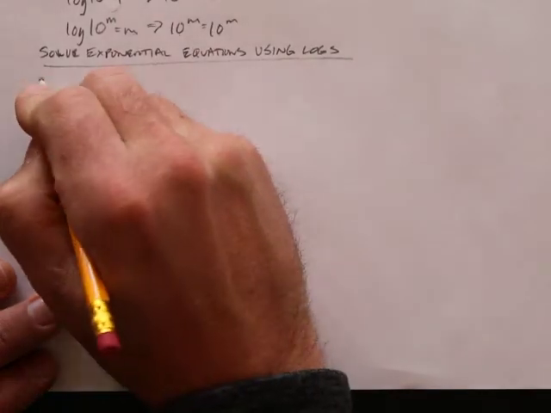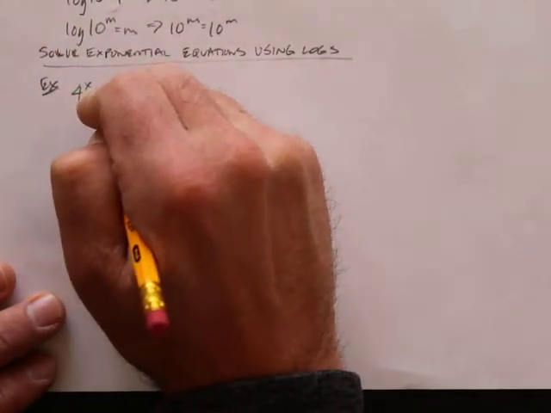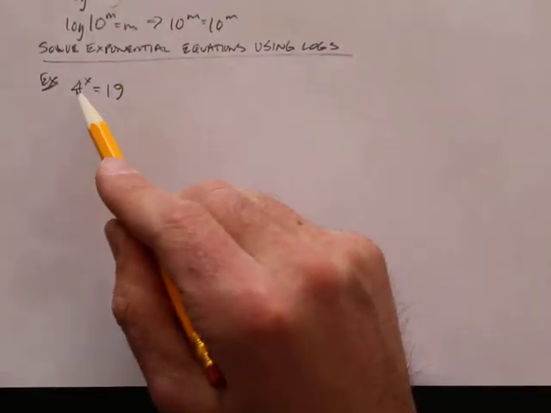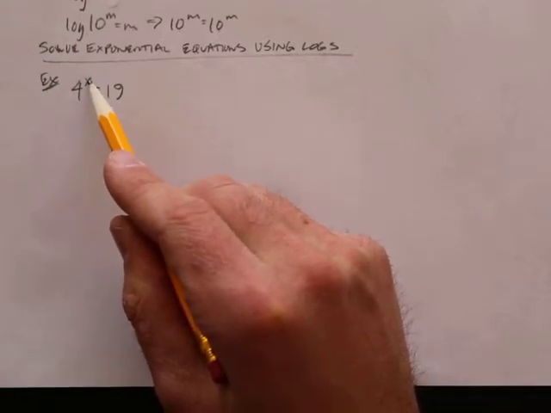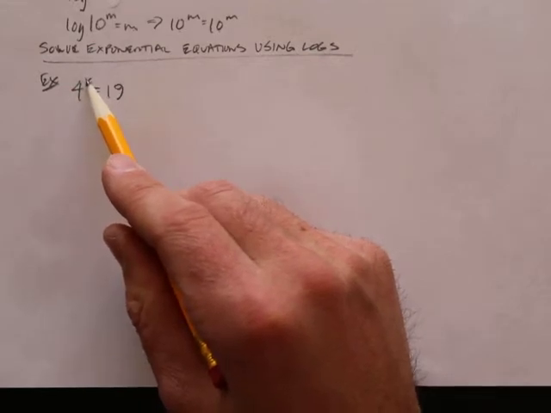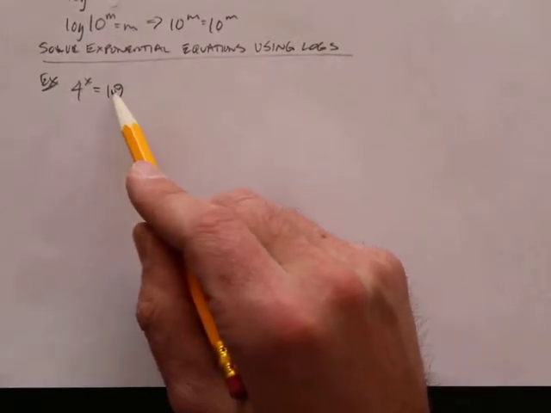Okay, so here's an example. I've got 4 to the x power equals 19. There's nothing I can put here cleanly that's going to make 4 to the something get 19, right? I can do 4 squared, 4 to the second power, that gives me 16. 4 to the third power gets me 64. So that's not going to work.